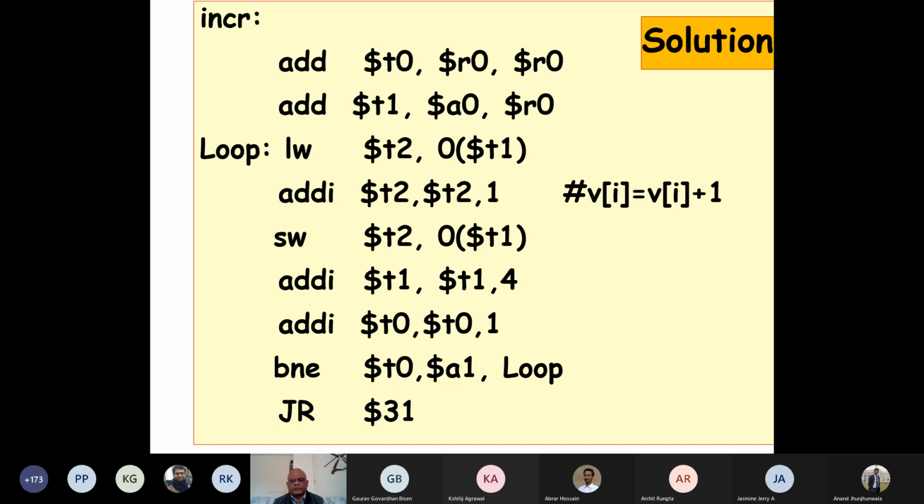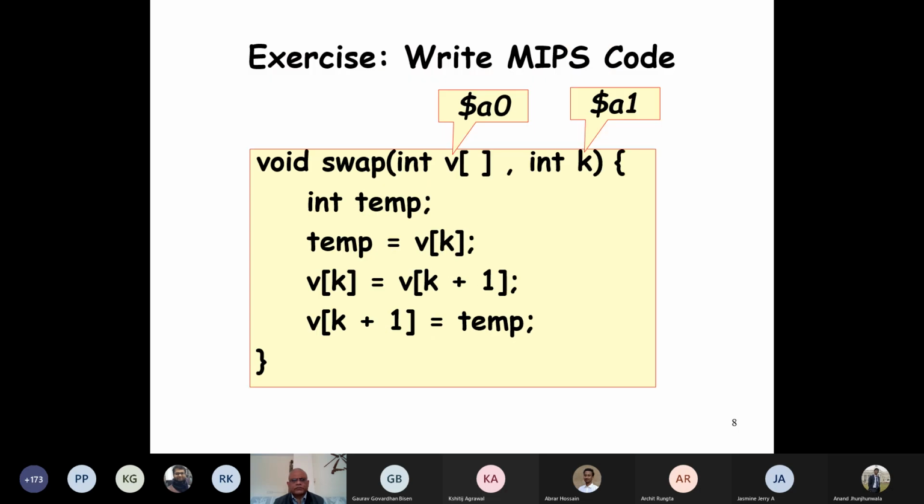Now let's look at another program. Also, we don't want to return anything. Here, what we are doing is swapping the kth element of the array V with the k plus 1 element. Simple C code here.